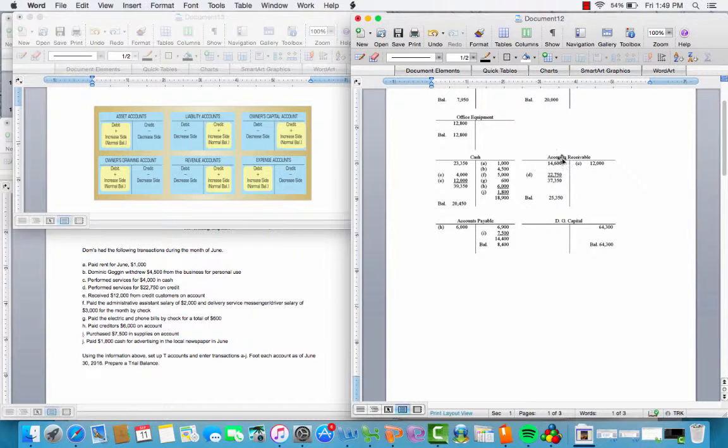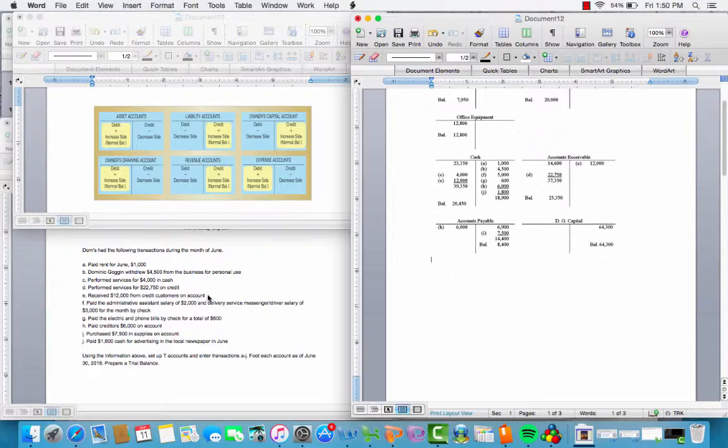Notice the 14,600, that was our beginning balance. Just saying that before the month started, we had customers owing us 14,600. Well, now they owe us more. We performed a service, and we have more IOUs outstanding. So transaction E, now we received $12,000 from credit customers on accounts. What that means is customers are paying us back some of the money they owed us. We performed a service in the past. Now they're paying us back.